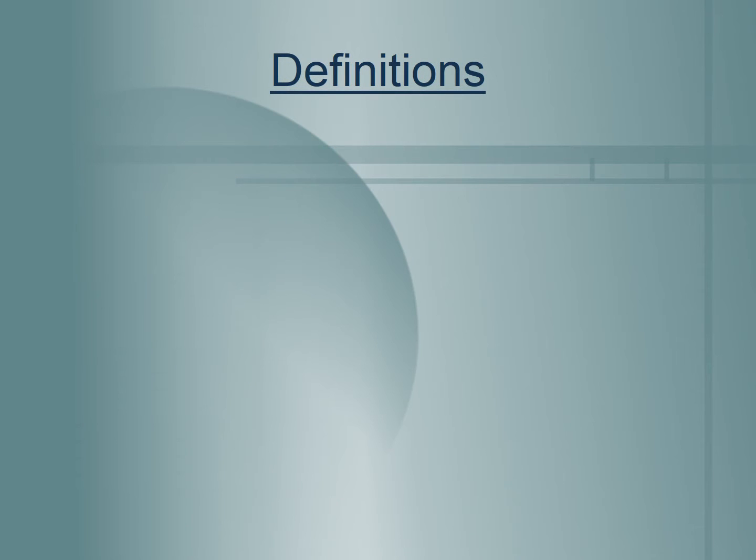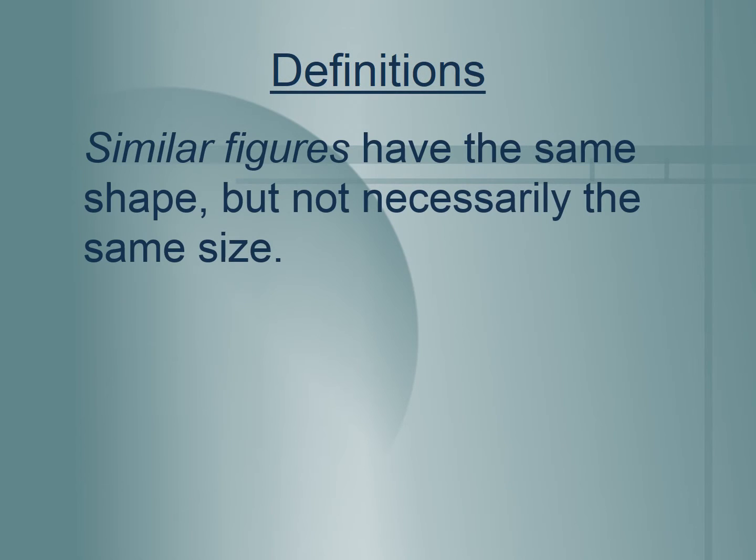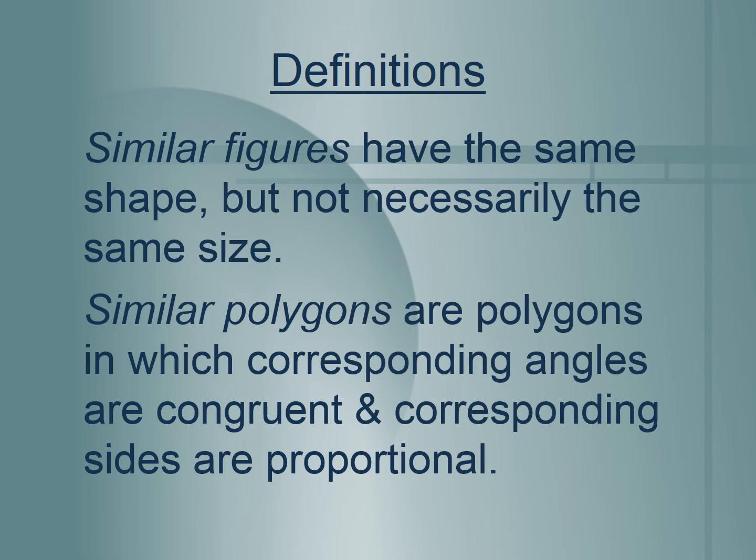So let's look at some definitions. We'll start with similar figures. Similar figures have the same shape. So for example, they could both be triangles, but they're not going to be the same size of triangles, just they're both triangles. If you have similar polygons, that means they are polygons in which corresponding angles are congruent, which means equal, and corresponding sides are proportional. Proportional doesn't mean equal, it just means that one is in proportion to the other.